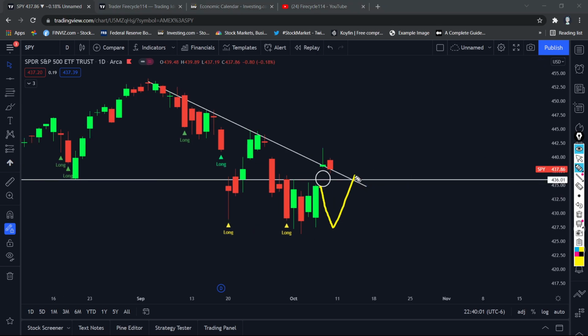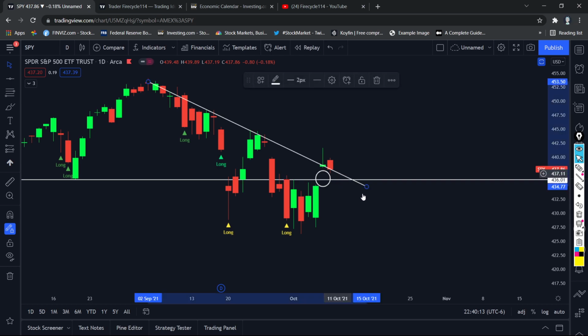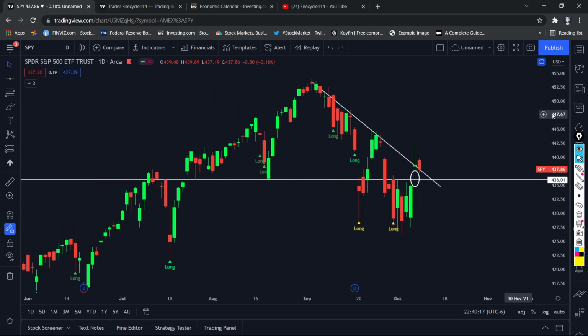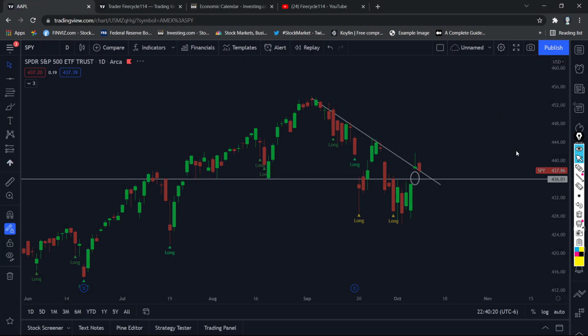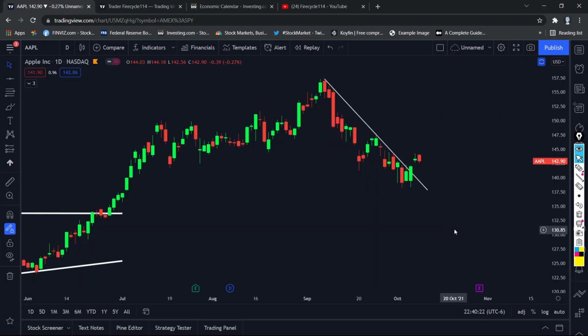Do we test this support, or do we go for the resistance? What I'm watching is for the break of the resistance. Okay, until then, I'm not looking to play any calls. Okay, until we break this resistance around 437 is what I'm looking at. Let's even look at Apple. We're having this downtrend breakout.